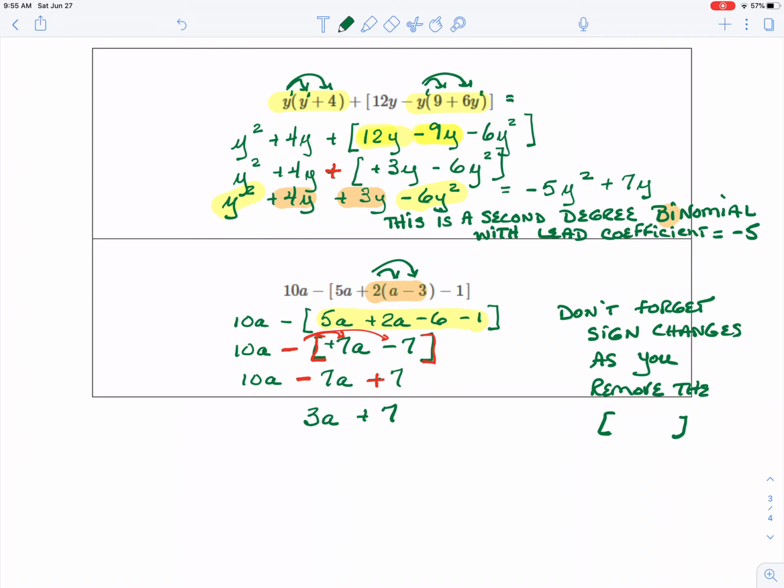This ends up being a first degree. And I'm going to do some abbreviating here. A first degree binomial, two terms, with a lead coefficient, you need to get your vocabulary going here, that is equal to positive 3. The reason it's first degree, remember, is there's an understood exponent of 1 there. So it's a first degree binomial with a lead coefficient of 3. All right, we're going to stop there.